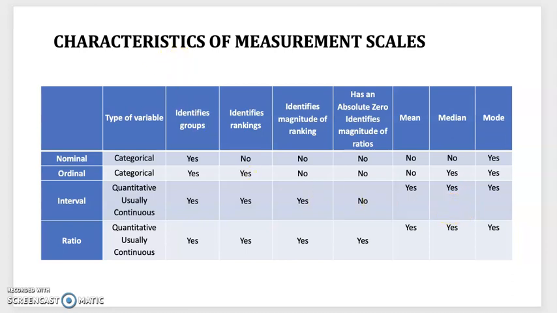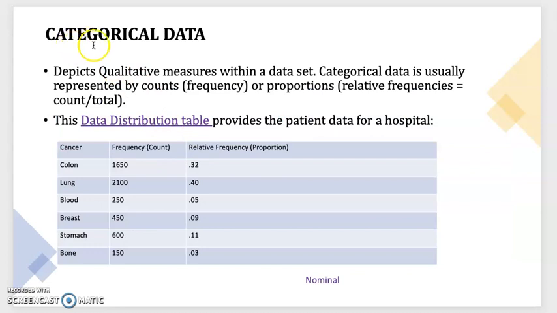After you understand the characteristics of the different data categories, we can give you examples. First, categoric data. They are quantitative measures within a data set. Categoric data is usually represented by the count, frequency, or proportion, where the proportion equals the count divided by the total. For example, here you see the frequency, how many counts, and the proportion. But the data belong to different types of cancer. That's why they are categoric data.